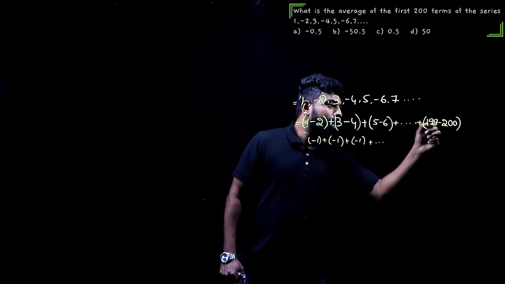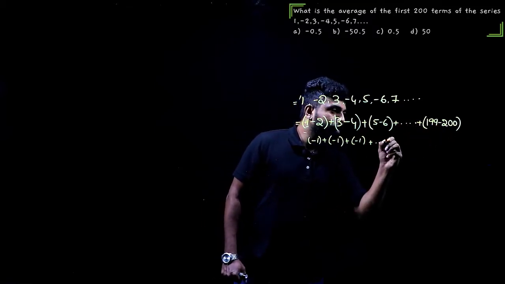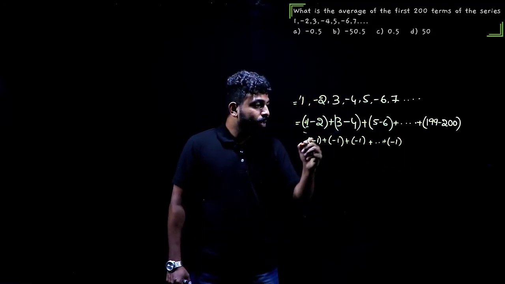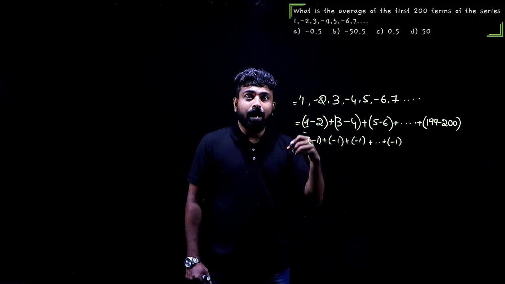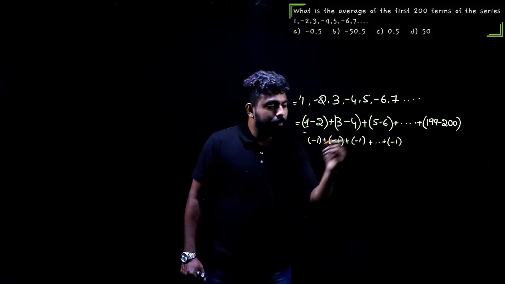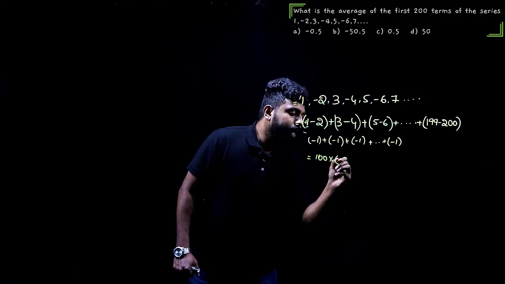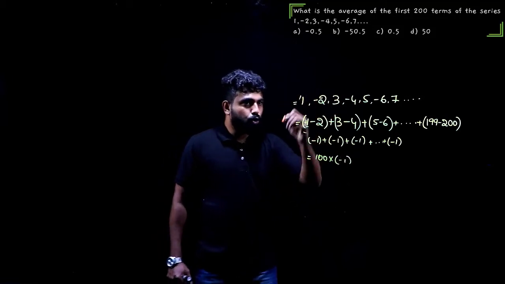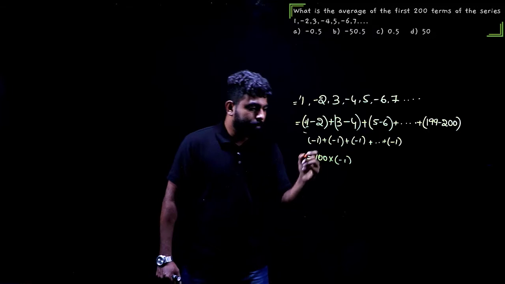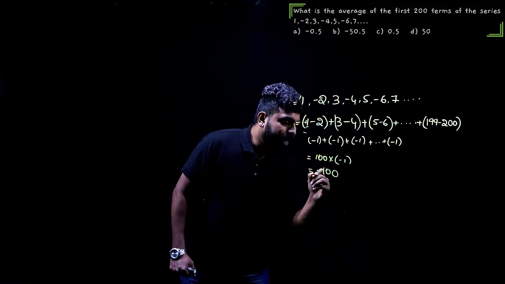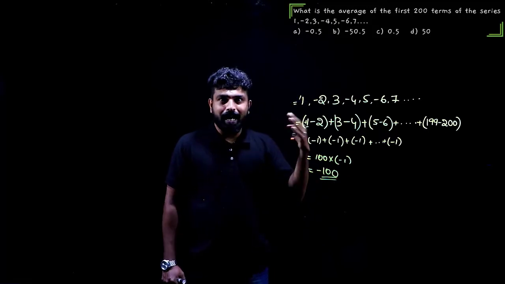What will be the value of 199 minus 200? Again it will be minus 1. So how many minus 1 do we have? We have 100 couples. So it will be 100 into minus 1. So the total sum of my series will be minus 100. But what are they asking in the question?